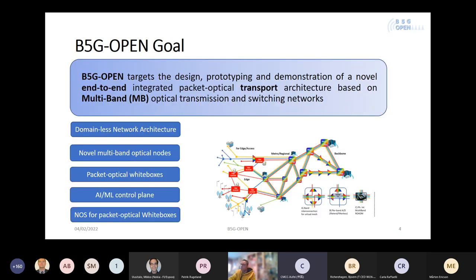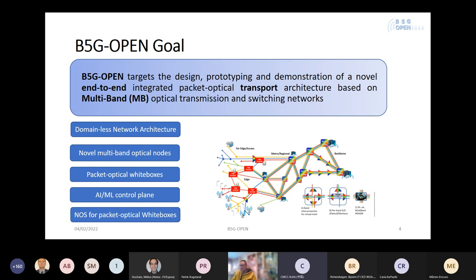And now we'll dig into what we really want to do in B5G Open, and why it is important for beyond 5G and for 6G. So in the project, what we want to do is to design a new packet optical transport architecture with end-to-end packet optical boxes and multiband transmission. So the key design principles of B5G Open is, on the one hand, a domainless network architecture. So what we want to do is to break the barriers that we have today.